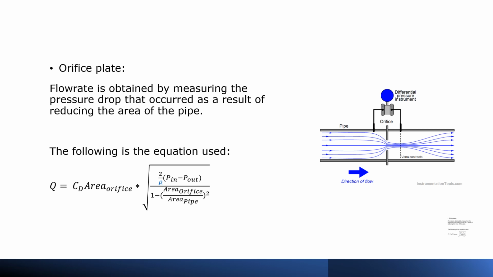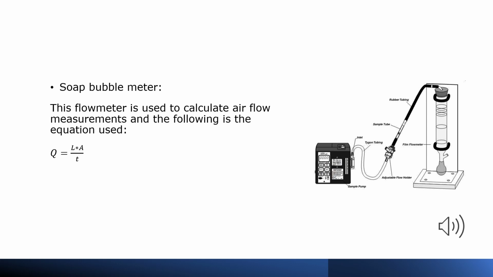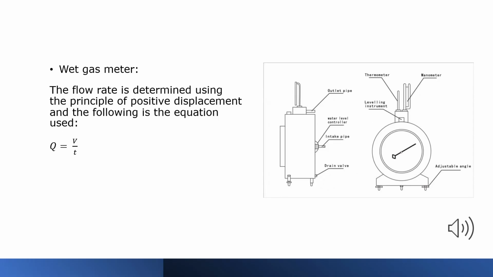In an orifice plate, the flow rate is calculated by measuring the pressure drop that occurs as a result of reducing the area of the pipe. The soap bubble meter is used to calculate airflow measurements, and the following is the equation used, where L is the distance the bubble travels, A the cross-sectional area of the cylinder, and T the time taken for the bubble to rise between the two markings. The wet gas meter measures the flow rate by using the principle of positive displacement, and the following is the equation used, where V represents the volume.